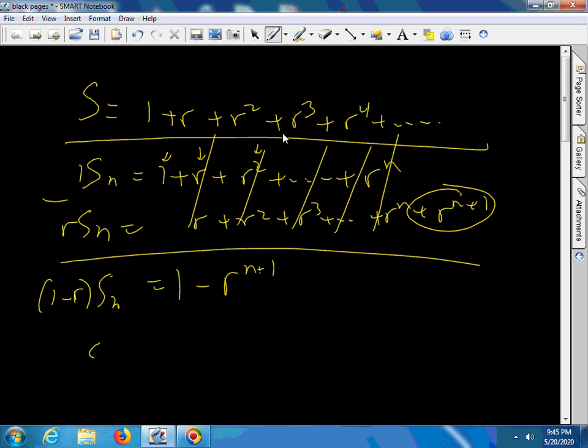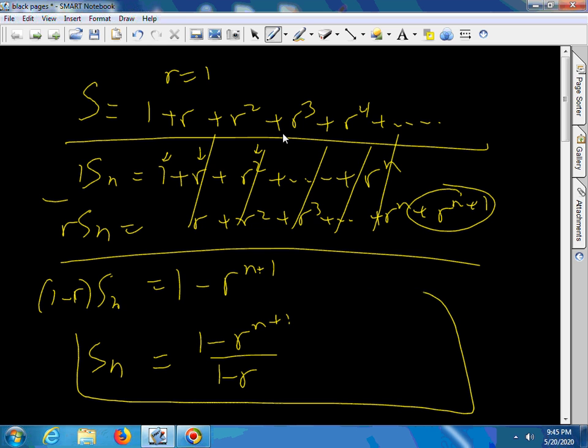Okay. Dividing both sides by 1 minus R, so R cannot be 1. Now, if R is 1, we'll talk about that in a moment. S sub n is equal to 1 minus R to the n plus 1 over 1 minus R. And that's the formula for any R except 1.